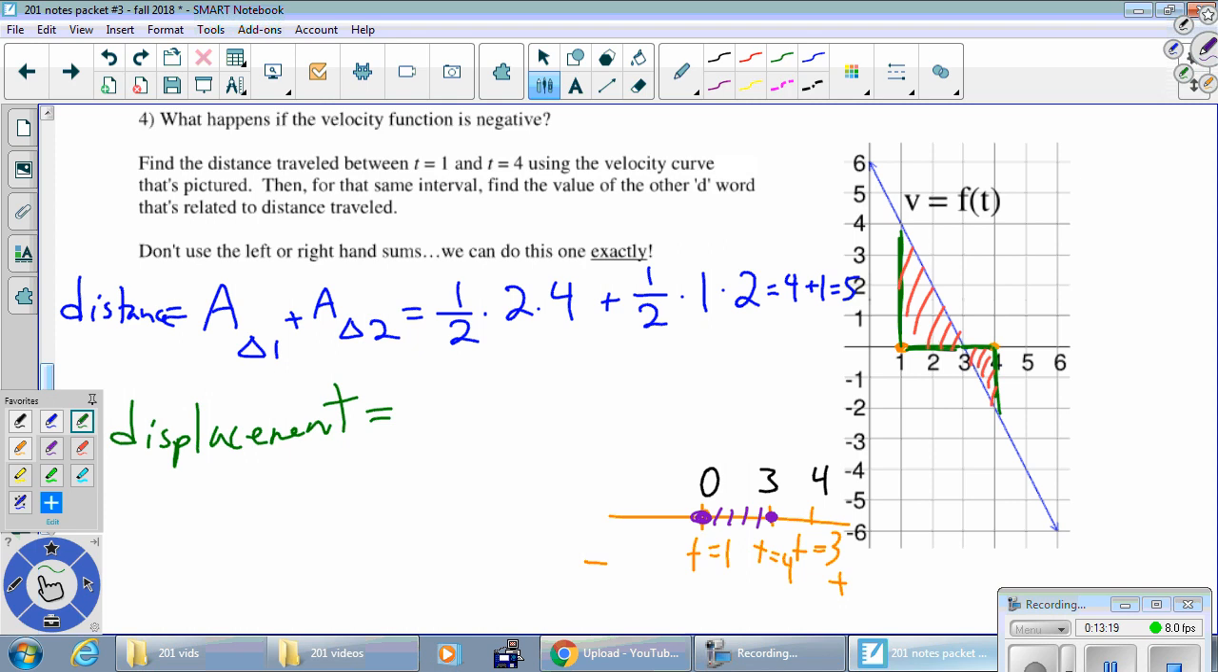How could we do that using the calculations without trying to draw this x-axis every time? Well, it was a positive 4 for the top triangle and then a negative 1 because the other triangle was below the x-axis. So that gives us our 3. So distance is just a measure of how far you've traveled altogether, but displacement is just how far are you from home at the end of the trip.